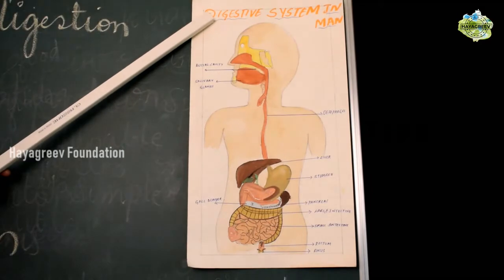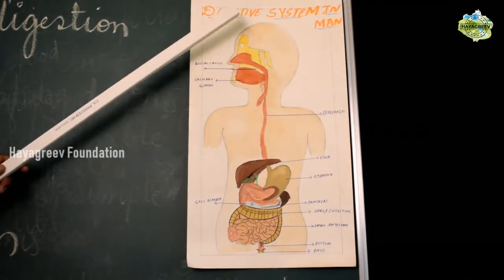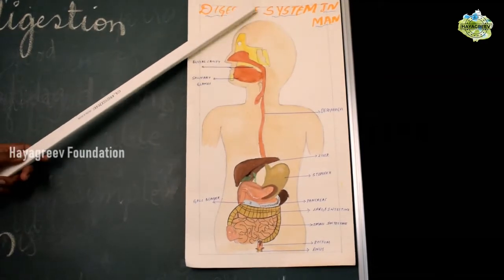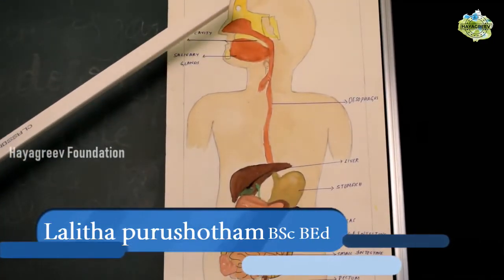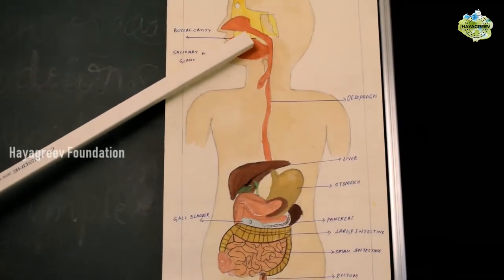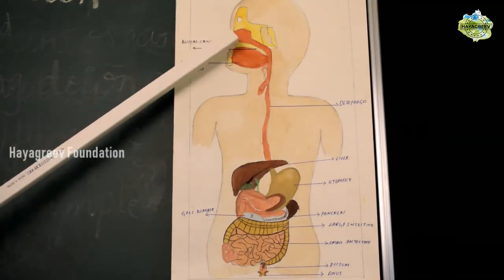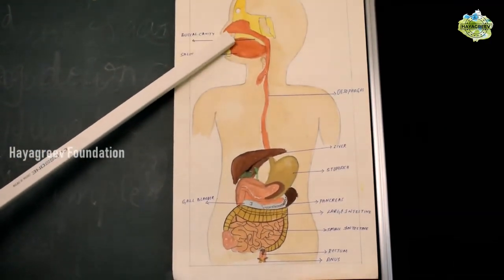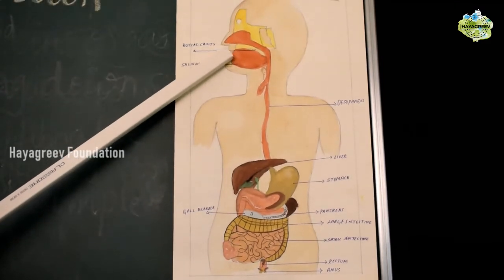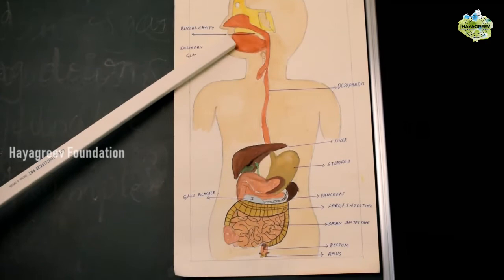Coming to understand the digestive system in man and the digestion process in man, the digestive system is divided into two main distinguishable divisions. The first is the alimentary canal, which is the passage that allows the food to pass through it. It starts from the buccal cavity or the mouth, which is the oral aperture through which ingestion of food can be done.